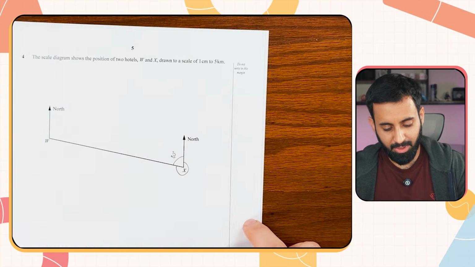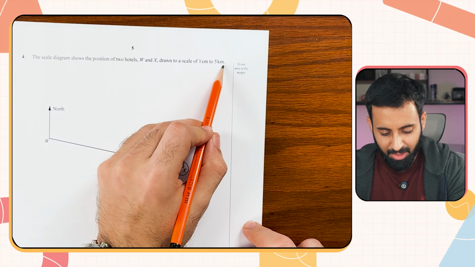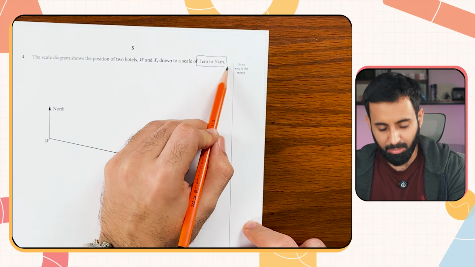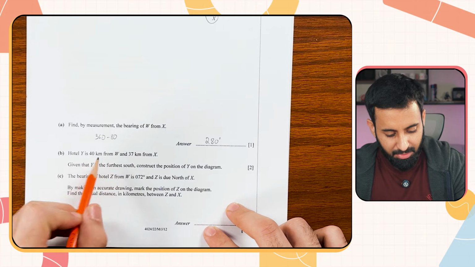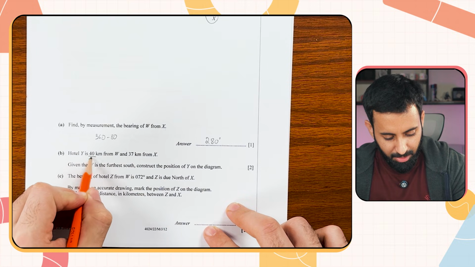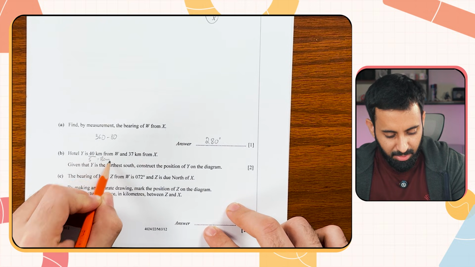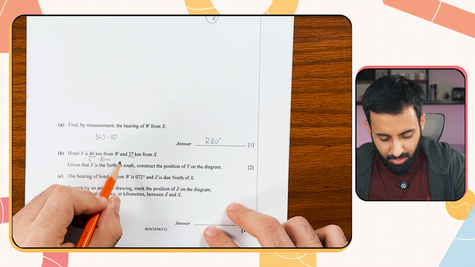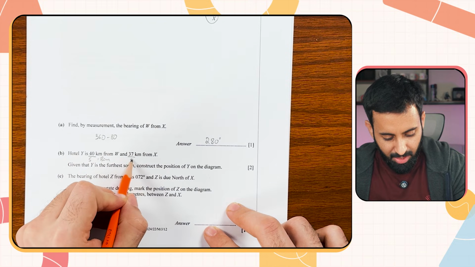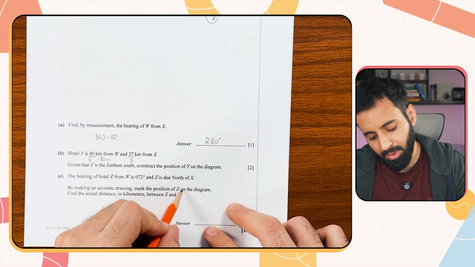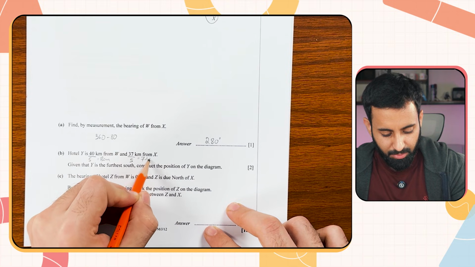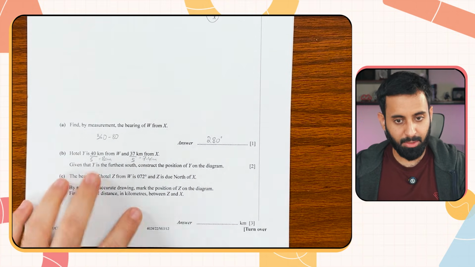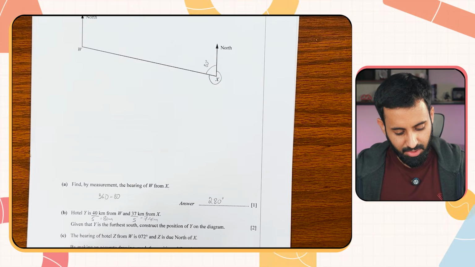Now, hotel Y is 40 kilometers from W, and it's 37 kilometers from X. If you go back to the question, something I don't think I read earlier, the scale that we're given is 1 centimeter to 5 kilometers. So if hotel Y is 40 kilometers from W, 40 divided by 5 gives an 8 centimeter line, and if it's 37 kilometers from X, 37 divided by 5 is 7.4 centimeters from X. So we have to make a triangle keeping these conditions in mind.